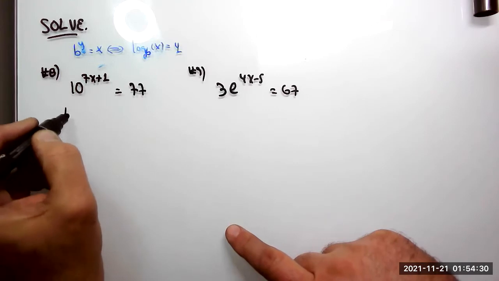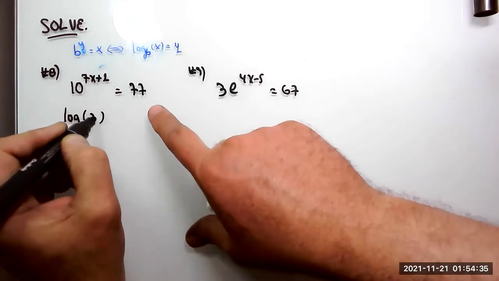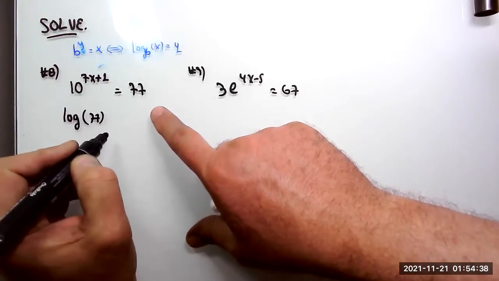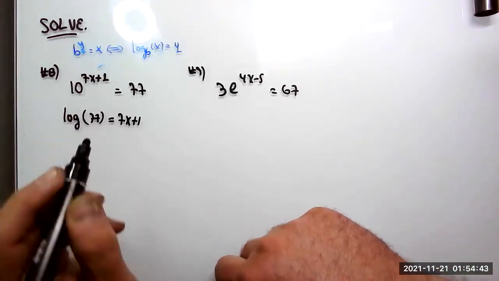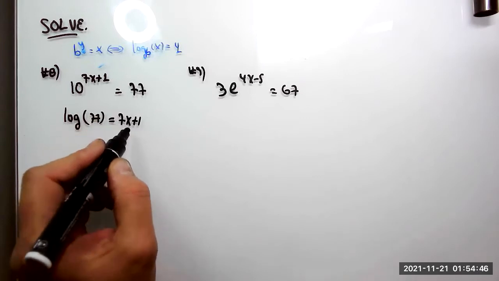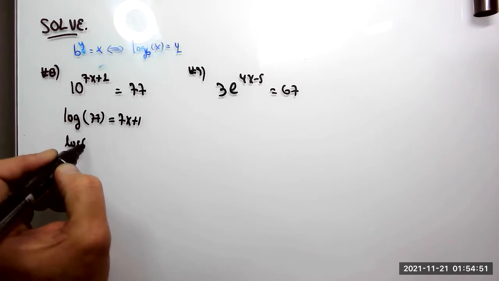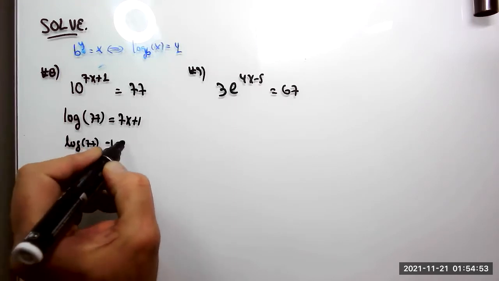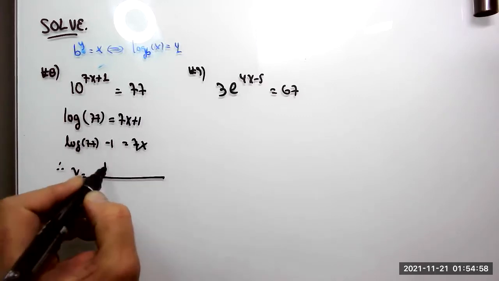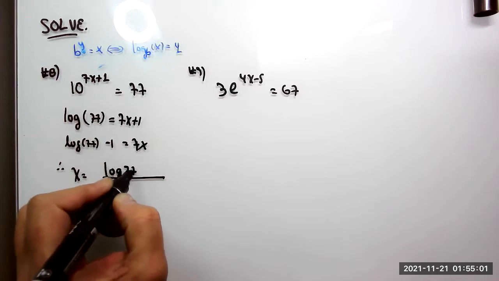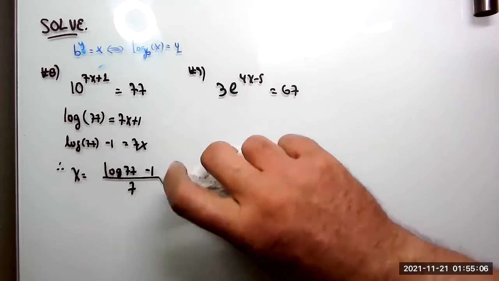In this case, we need to change to log base 10, which we don't write, of 77 equals the exponent, which is 7x plus 1. 10 to the 7x plus 1 equals 77. Since we are isolating the x, we must subtract 1 and divide by 7. So log of 77 minus 1 equals 7x. Therefore, x equals log of 77 minus 1, over 7. And we are done.